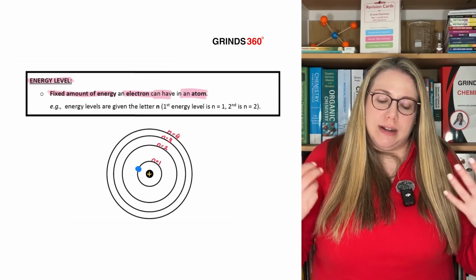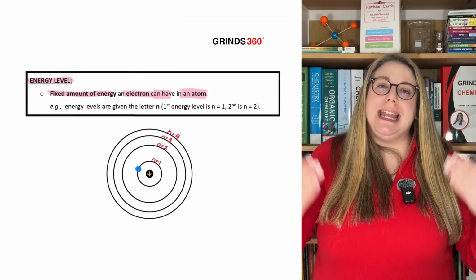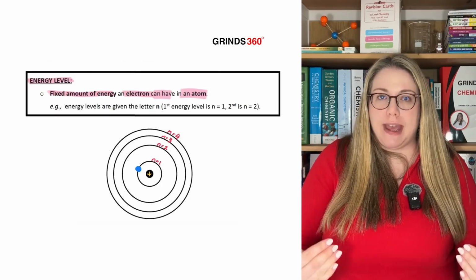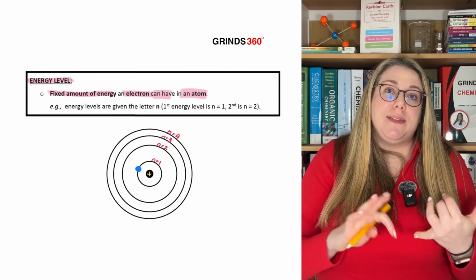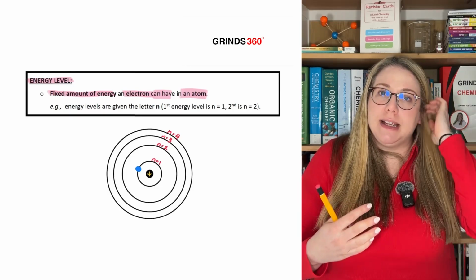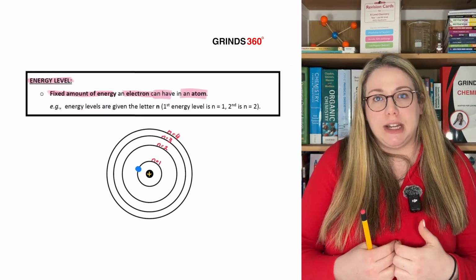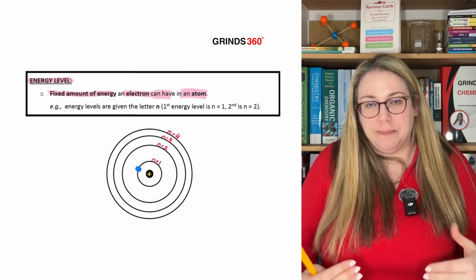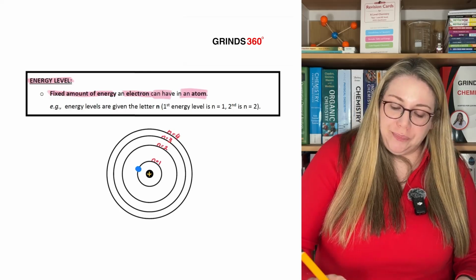Now, when my electron is in N is equal to 1, it's in an energy level, therefore it has to have a fixed amount of energy. Now that phrase, fixed amount of energy or definite amount of energy, that's a key phrase that you're going to see quite a lot in relation to Bohr's theory of the atom, and particularly in an exam answer. So that's a key phrase we're going to learn off.